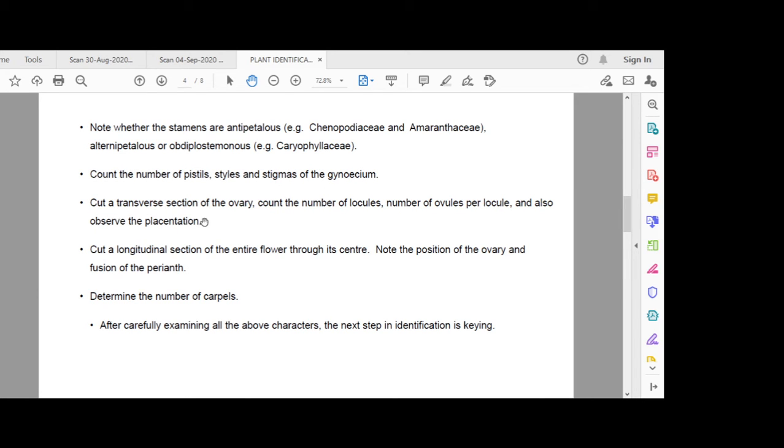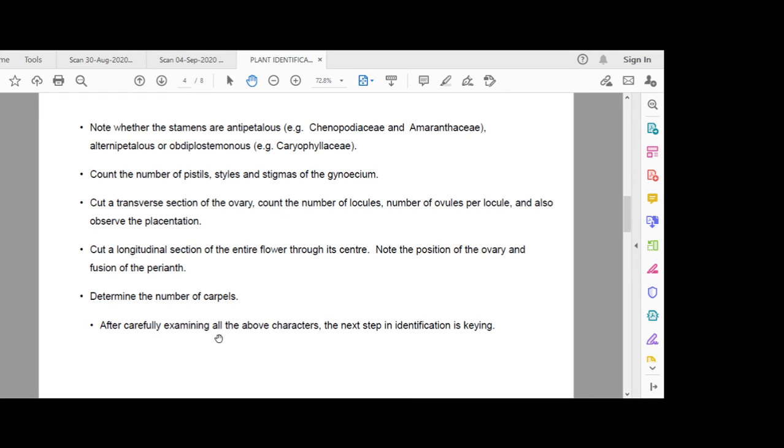Now cut a transverse section of the ovary. Count the number of locules and number of ovules per locule and also observe the placentation. After that, cut a longitudinal section of the entire flower through its center so that we can observe the position of every floral part on the flower. Note the position of the ovary and fusion of the perianth. And now lastly, determine the number of carpels. How many carpels are there?